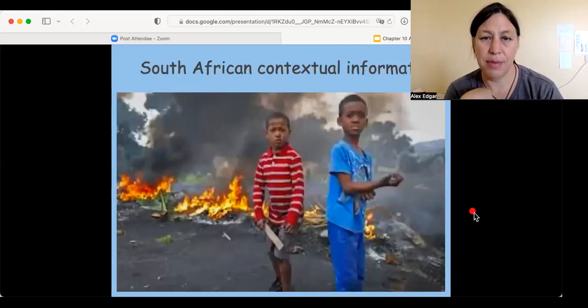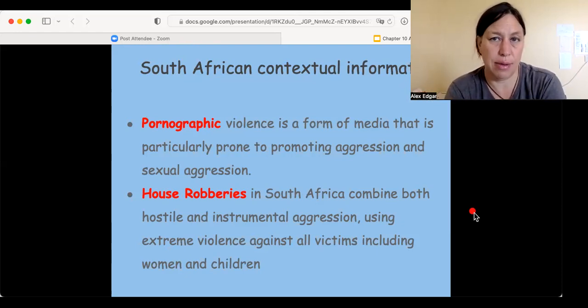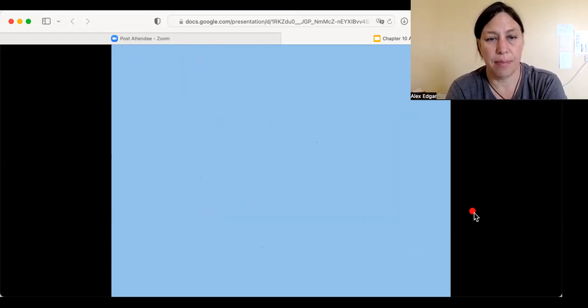Okay, let's look at a little bit of information about South Africa. We mentioned that violence, pornographic violence, is one of the worst forms of media to promote aggression and sexual aggression. House robberies in South Africa are terrible. We have violence of all kinds now, kidnapping, everything is going up, and there's lots of hostile and instrumental aggression with extreme violence against all victims, including women and children. This has come up before, so remember that.